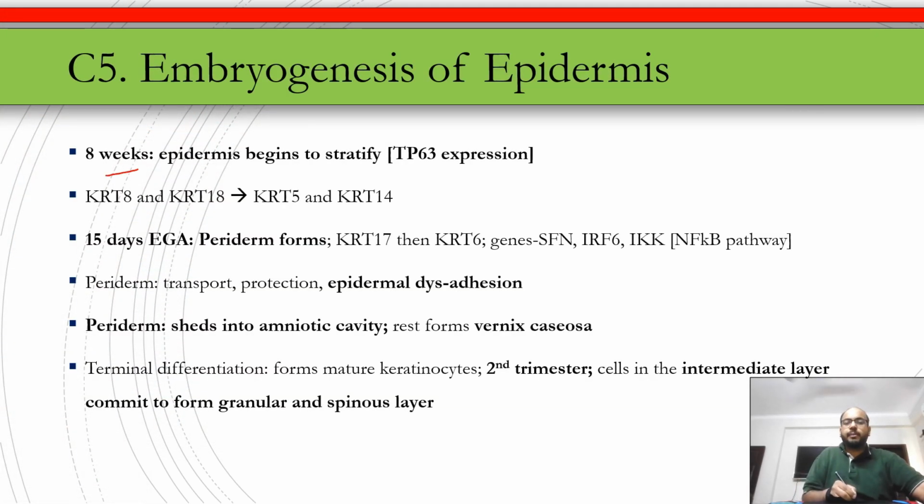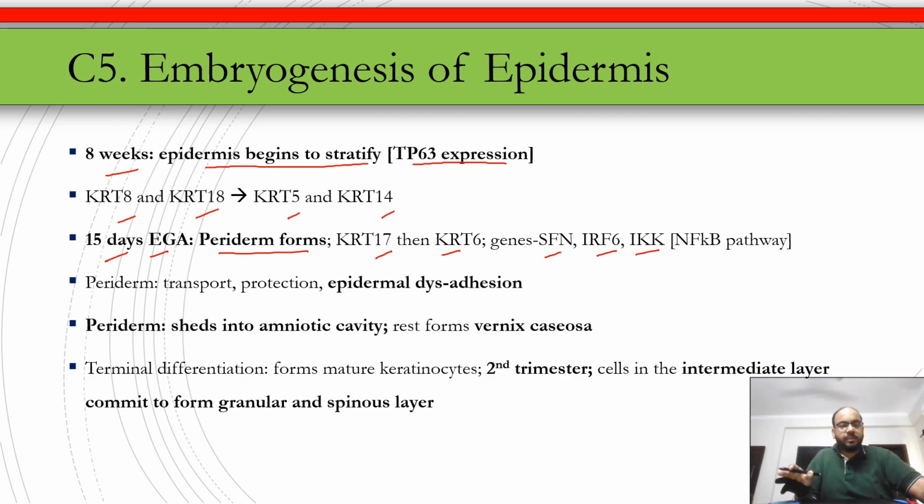Now, at 8 weeks, the epidermis begins to stratify with P63 expression. Keratin 8 and keratin 18 are the initial keratins, which eventually stop, and keratin 5 and 14 rise up, and these are the mature keratins in the basal layer. At 15 days EGA, periderm forms. Okay, periderm then starts to express 17 and 6, and the genes required for formation are SFN, IRF6, IKK through the NF-kappa B pathway. You need not remember the genes, it is just there for academic interest.